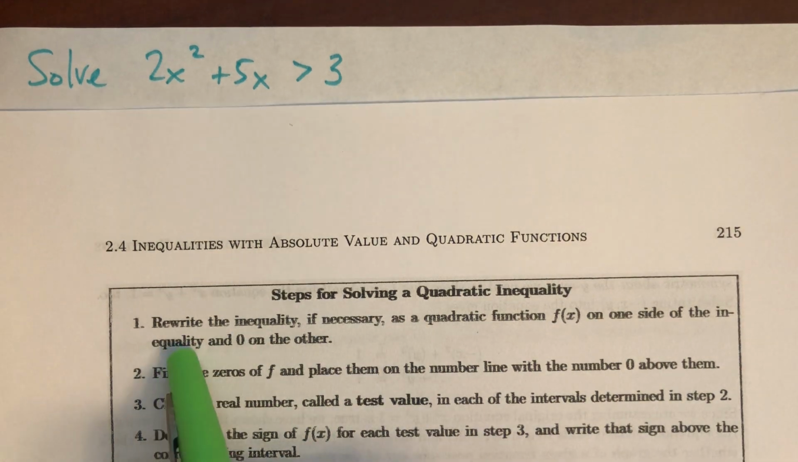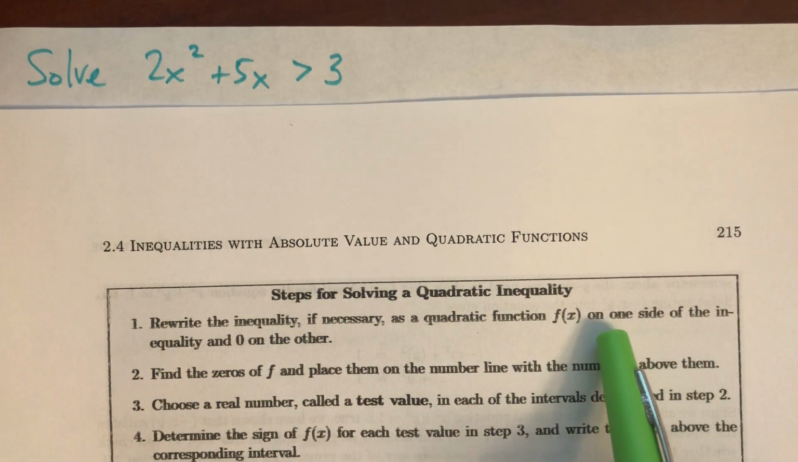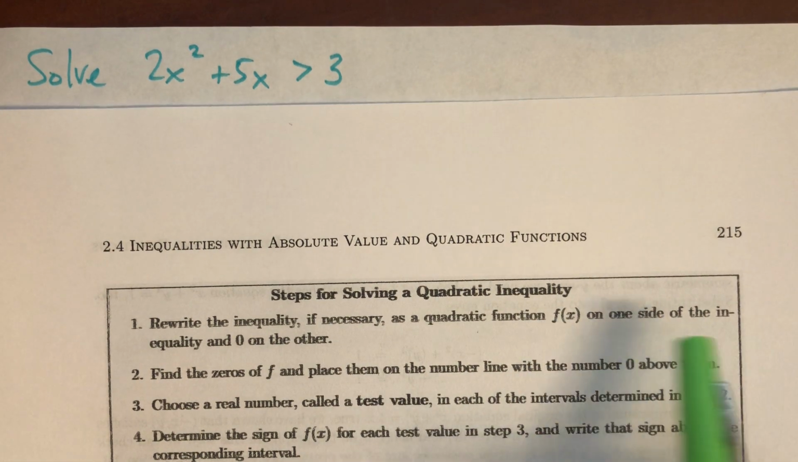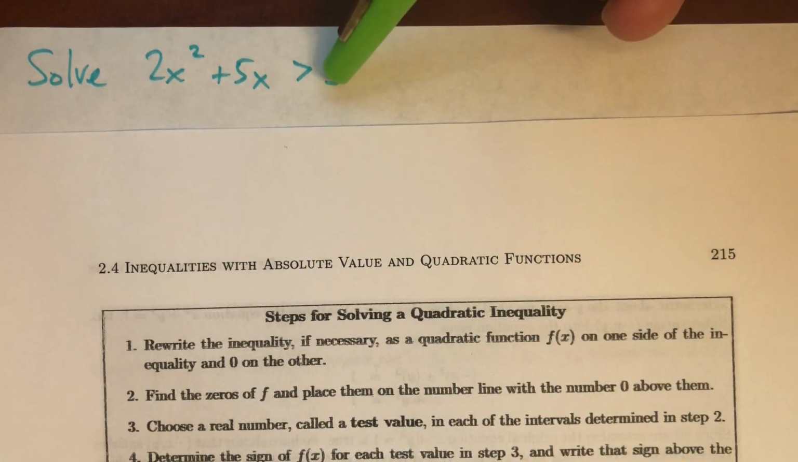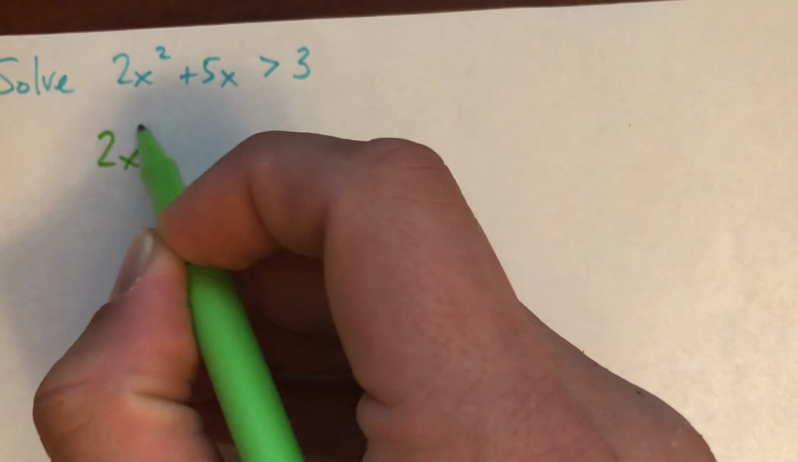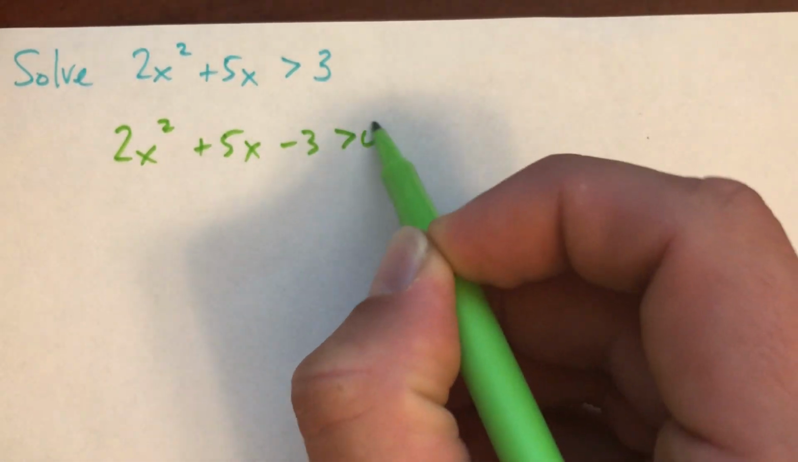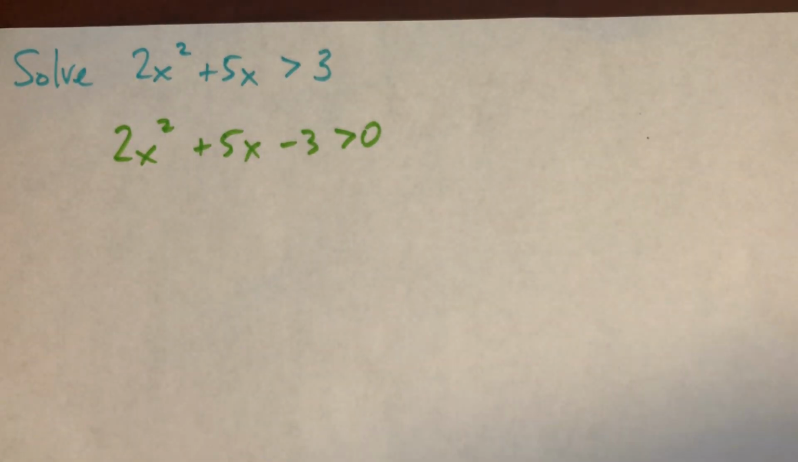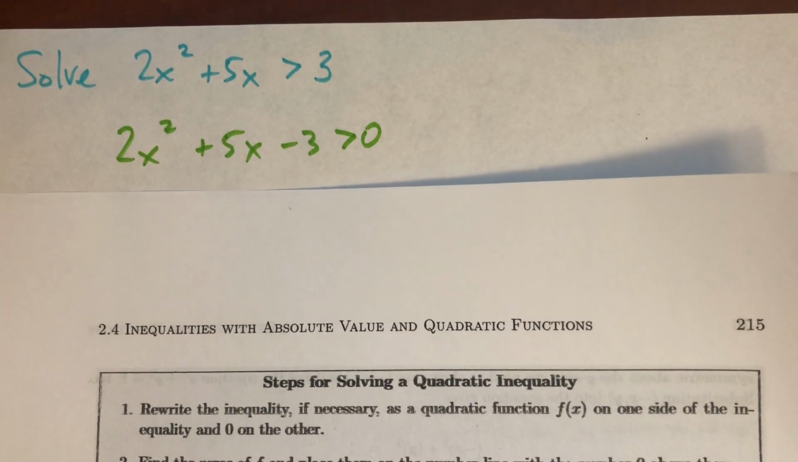So the first thing we want to do is rewrite the inequality, if we need to, so that we have a quadratic function on one side and 0 on the other side. This step's pretty quick, right? We're just going to take our original inequality and subtract 3 from both sides. So we write 2x squared plus 5x minus 3 greater than 0. Now we have a quadratic polynomial on the left side and 0 on the other.